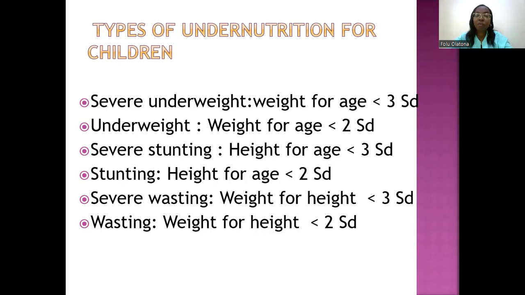Whereas weight for height, when it's less than 3 standard deviations, is severe wasting, and less than 2 standard deviations is wasting. So always remember that weight for height is wasting. Then height for age, stunting. And stunting is a chronic problem, whereas wasting is a recent problem, it's acute.